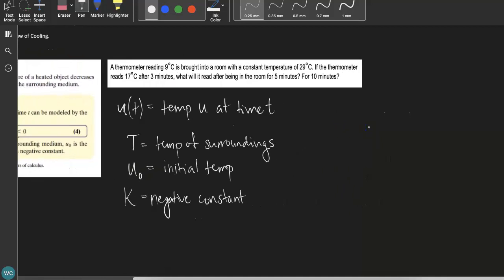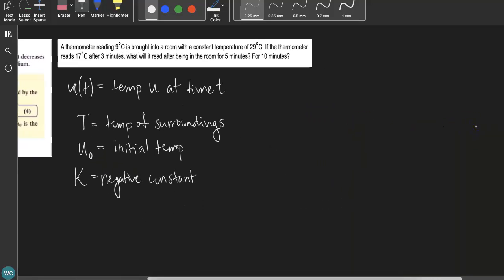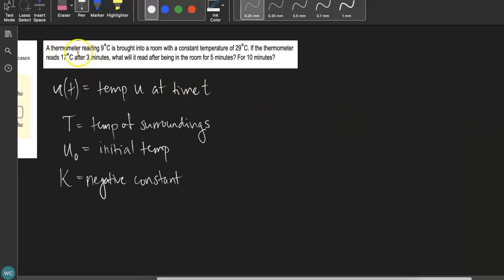Okay, so let's get some space over here so that we can work with this particular problem. We're told the thermometer reading is 9 degrees Celsius, is brought into a room with a constant temperature of 29 degrees Celsius. If the thermometer reads 17 degrees Celsius after 3 minutes, what will it read after being in the room for 5 minutes and then after in the room for 10 minutes? So these last two times are actually going to be used after we find the complete model for this particular situation. So let's start picking out some of the things that we do know.